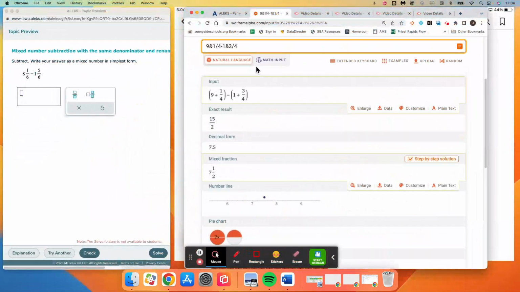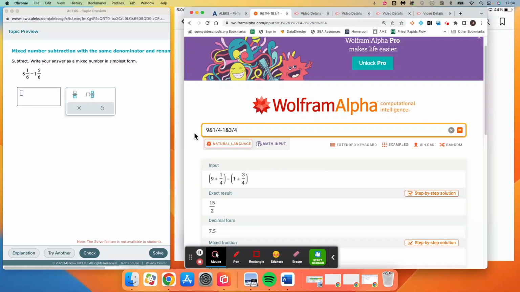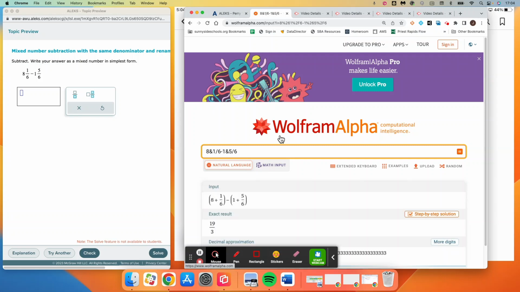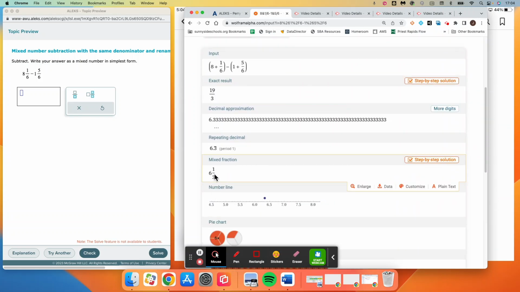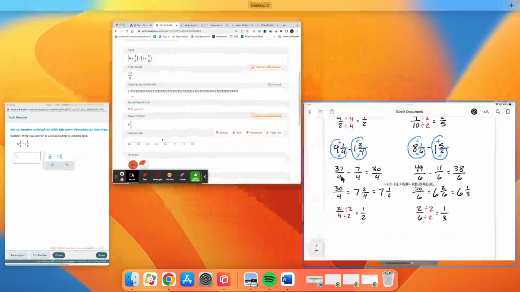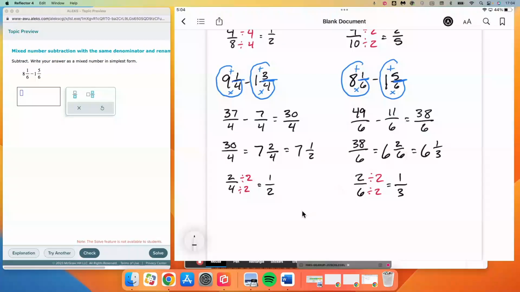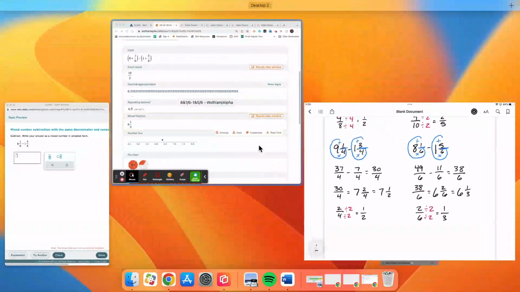One more time, getting Wolfram to do this to check our work. 8 and 1/6 minus 1 and 5/6. Mixed fraction is 6 and 1/3, which matches what we got. That's it for this one. Mixed fraction subtraction is a bit of a pain.